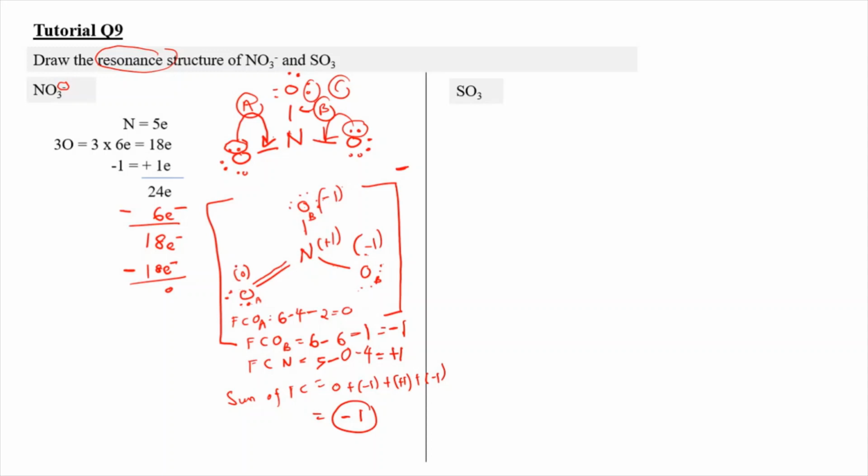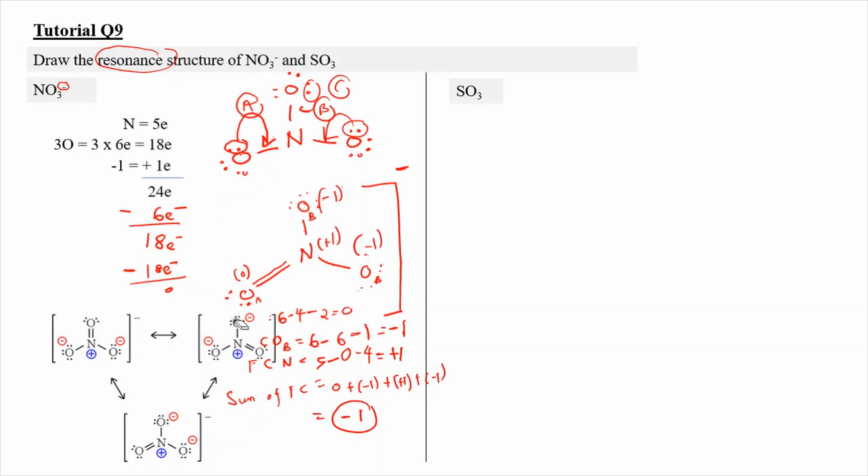So for your resonance structure, you're going to get something like this. Kalau tengok di sini ada double bond at this part, or double bond at this part, or double bond at this part. So what you draw here is correct. You just need to draw it for 3 possible structures. Okay, and ensure that you use a double-headed arrow to show the resonance.